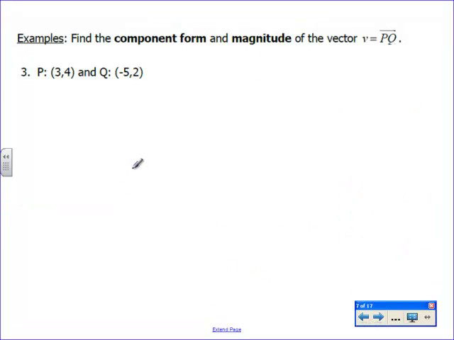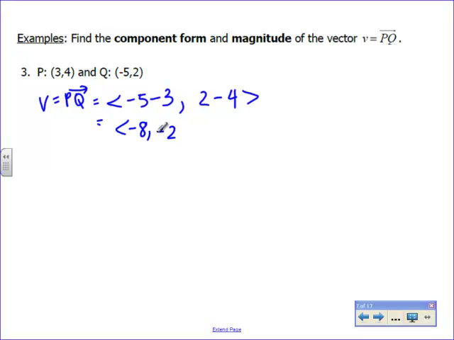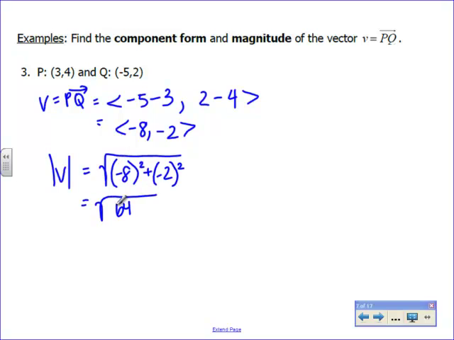Okay, so the next example is find the component form and magnitude. So start off with component form. We're going to do Q minus P. So it's going to get us negative 5 minus 3, and then 2 minus 4. Simplify that, it's going to get you negative 8, negative 2. That's our vector. To come up with the magnitude, we need to do the Pythagorean theorem. So we use the square root of negative 8 squared plus negative 2 squared and put it together.